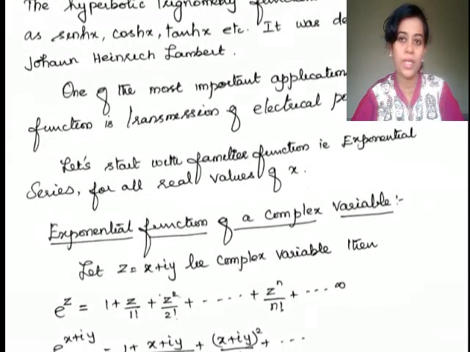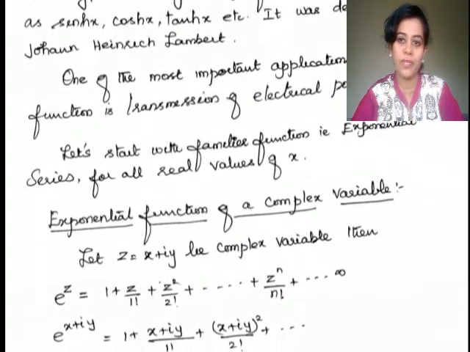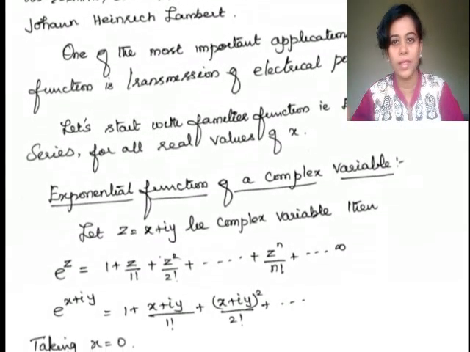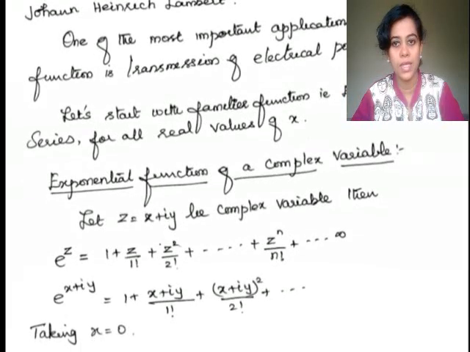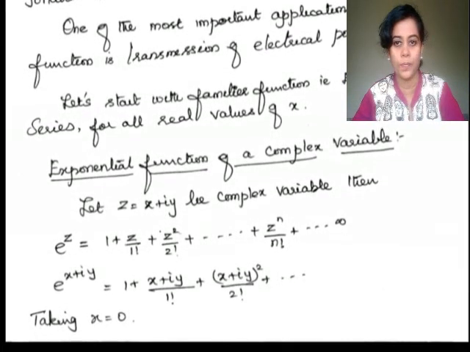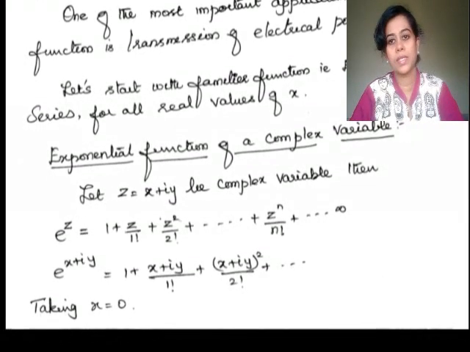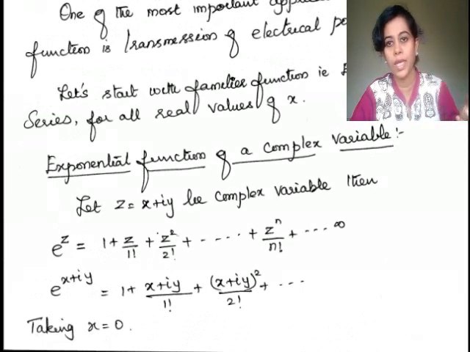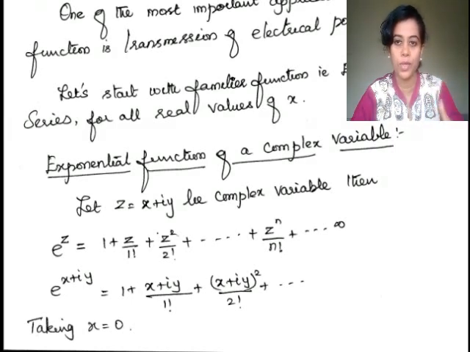e power z is equal to 1 plus z by 1 factorial plus z squared by 2 factorial plus z cubed by 3 factorial, and the nth term is z power n by n factorial, and so on. Replace z equal to x plus iy. It is 1 plus (x plus iy) by 1 factorial plus (x plus iy) the whole square by 2 factorial plus (x plus iy) the whole cube by 3 factorial plus etc. The nth term is (x plus iy) the whole power n by n factorial, and so on.